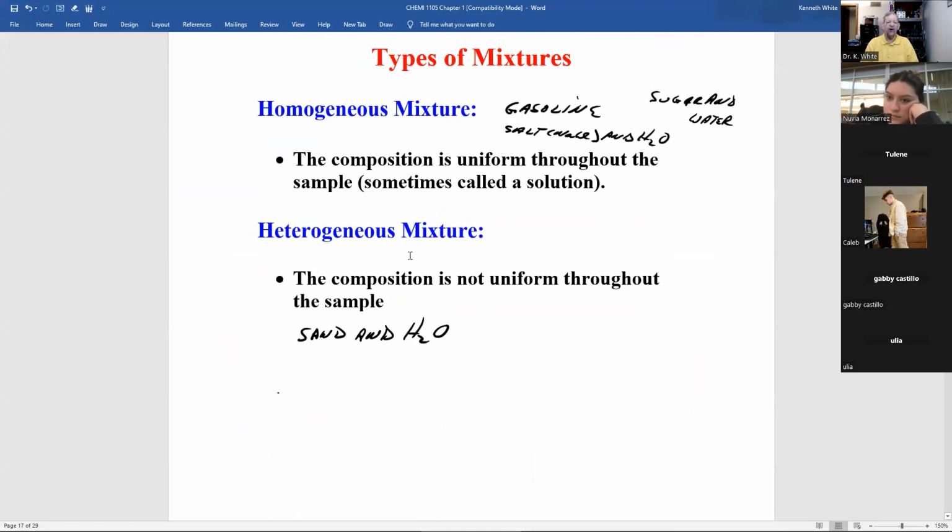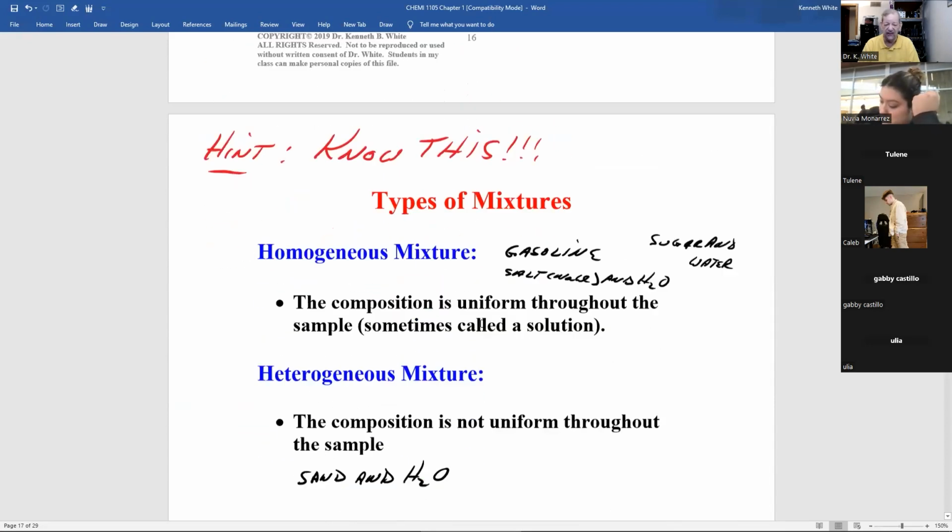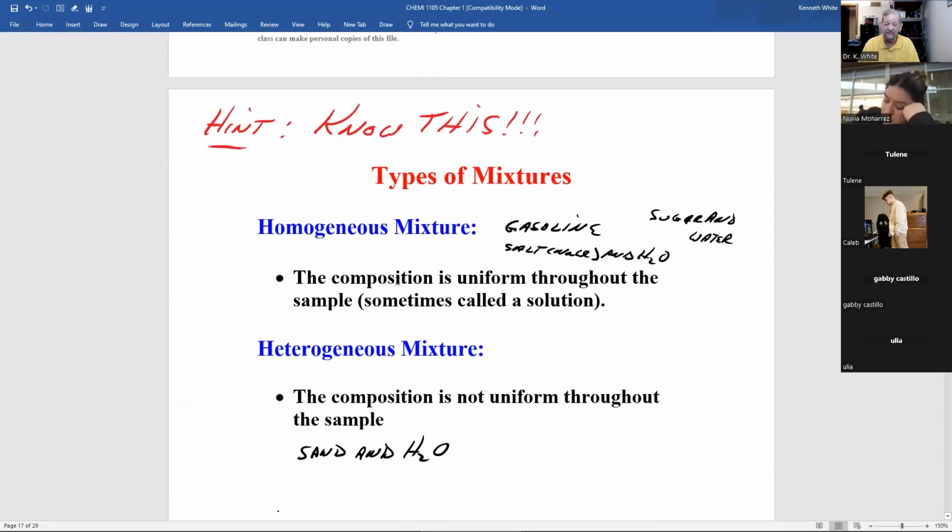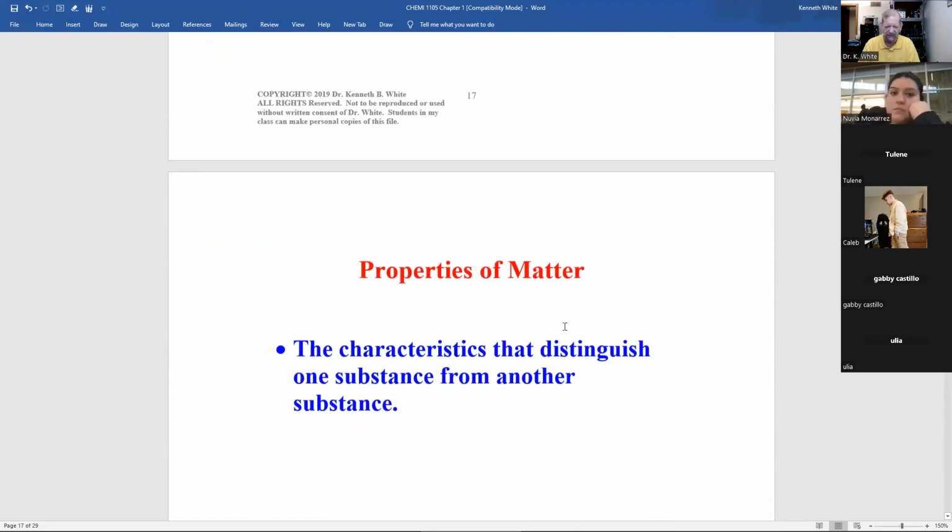All right, so you should know examples of what is a homogeneous solution. That means it's the same throughout. And what's a heterogeneous mixture? On tests, I get asked, for 2 or 3 points, give an example of a heterogeneous mixture. You could put down sand and water. You could put down oil vinaigrette or Wishbone Italian salad dressing. A homogeneous mixture would be gasoline, pop, air, salt water, sugar water solutions.